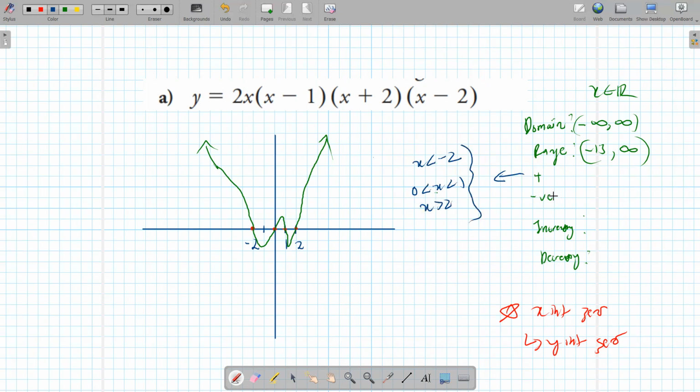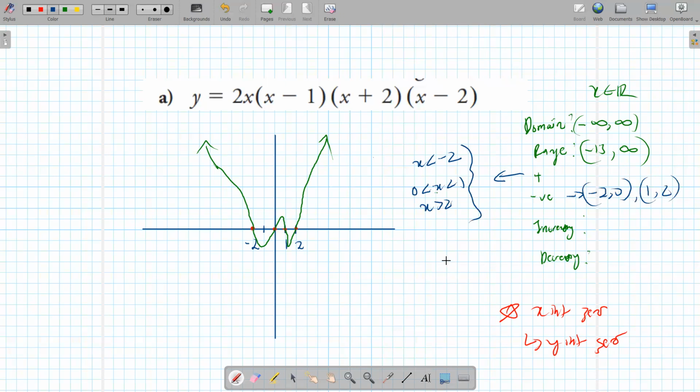Where is it negative? When x is between -2 and 0. Yeah. Anything else? When it's between 1 and 2. Yeah. And there you go.